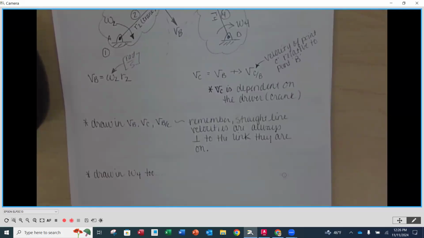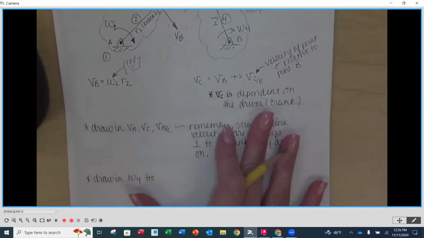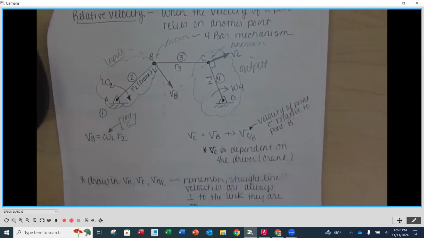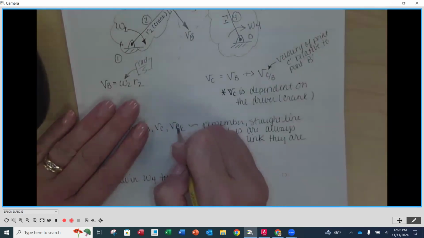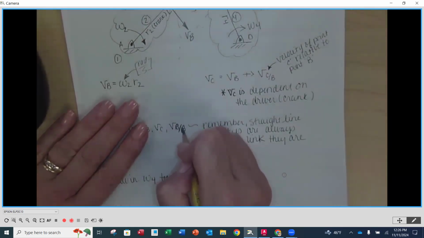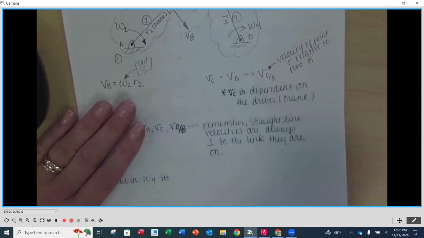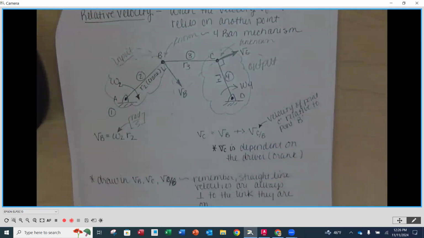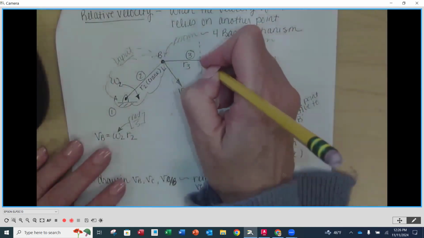Let's now draw the velocity of B relative to C. Now, there isn't a link B relative to C, but I'm going to tell you how we do this one. We draw the line of action, the direction of velocity of C relative to B. I did that wrong. This should be C relative to B, because C is our unknown. That's important. It's going to be perpendicular to the link connecting points B and C. So that means that it's going to be on a line of action.